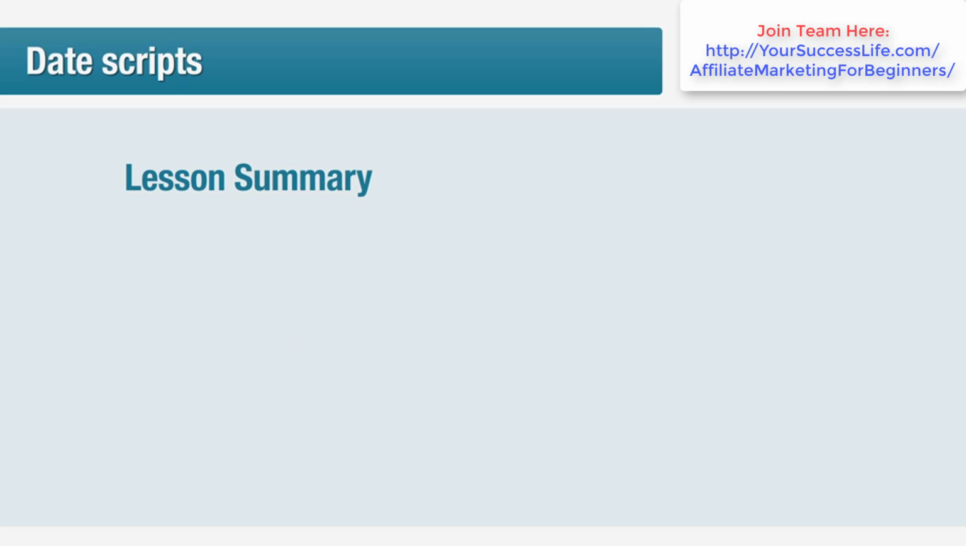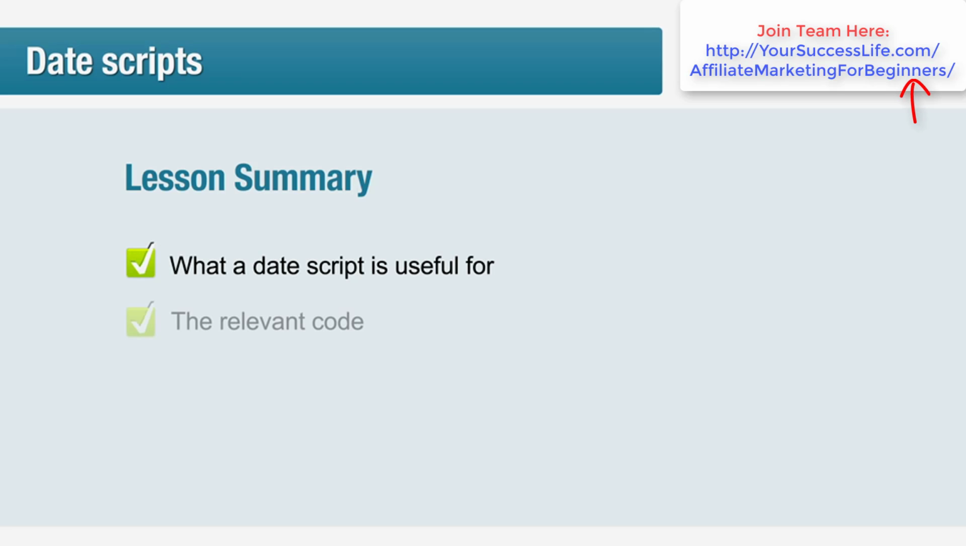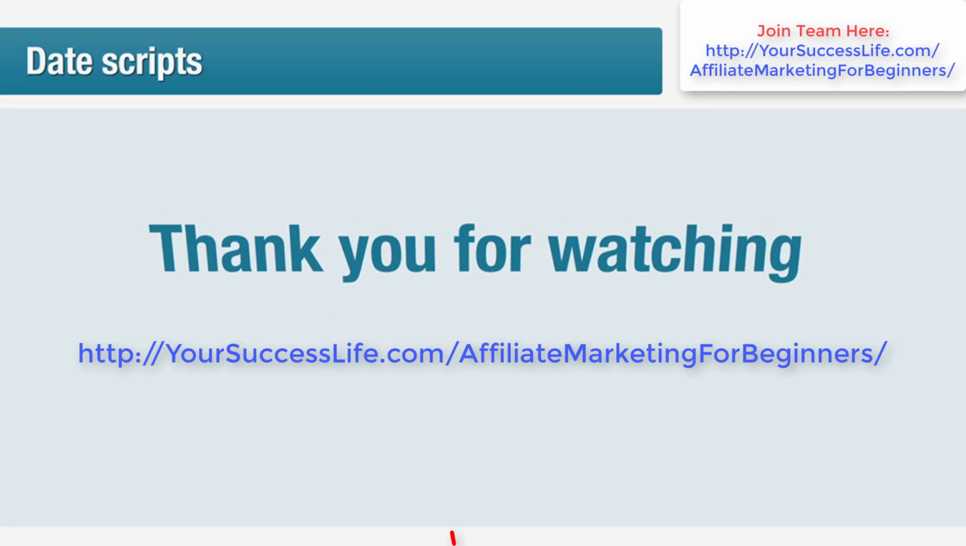And time for today's lesson summary. In this lesson, we've looked at how you can use a bit of PHP to dynamically and automatically update relevant dates on your web page, either to show a page was recently updated or to give a sense of urgency, for example, for a purchase. We took a look at what a date script is useful for, the relevant code, and changing the format of the date.